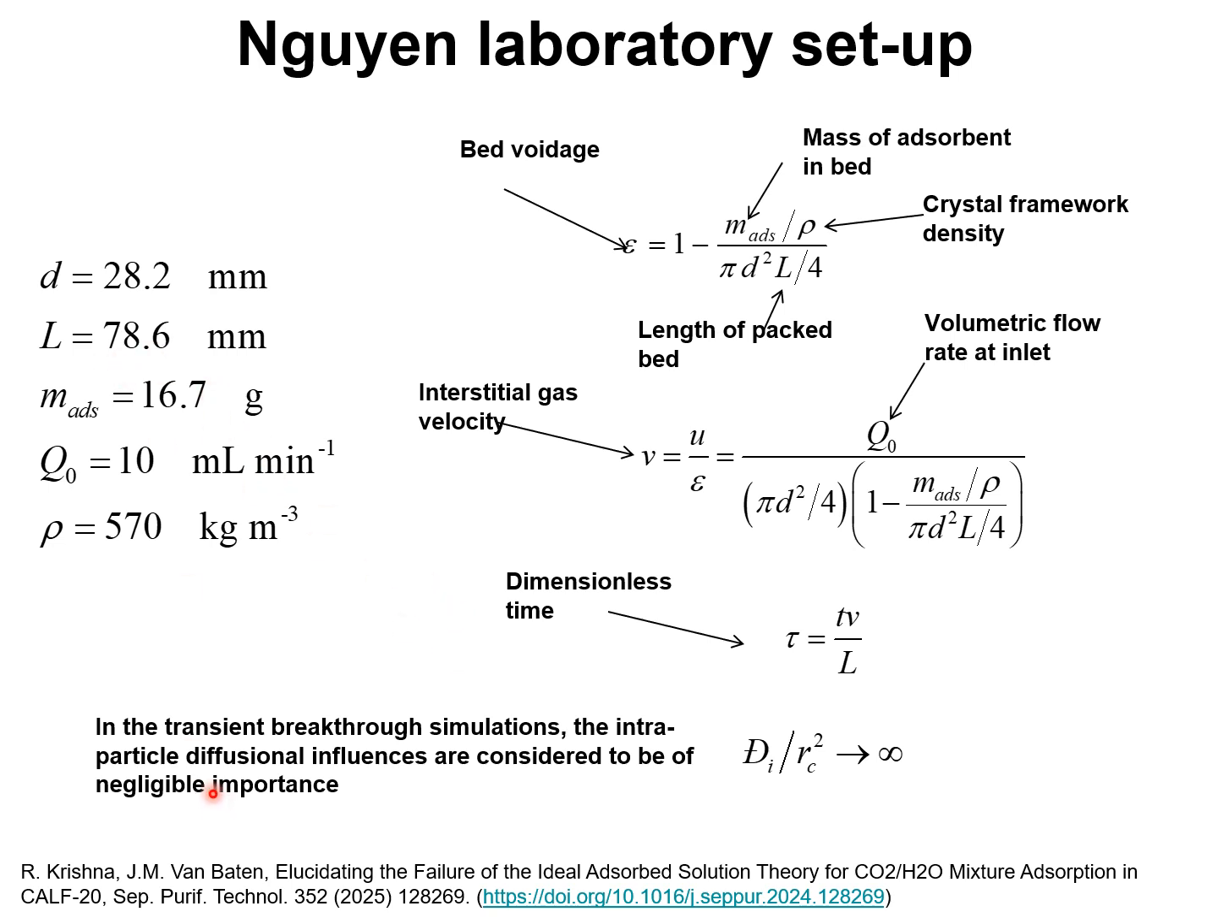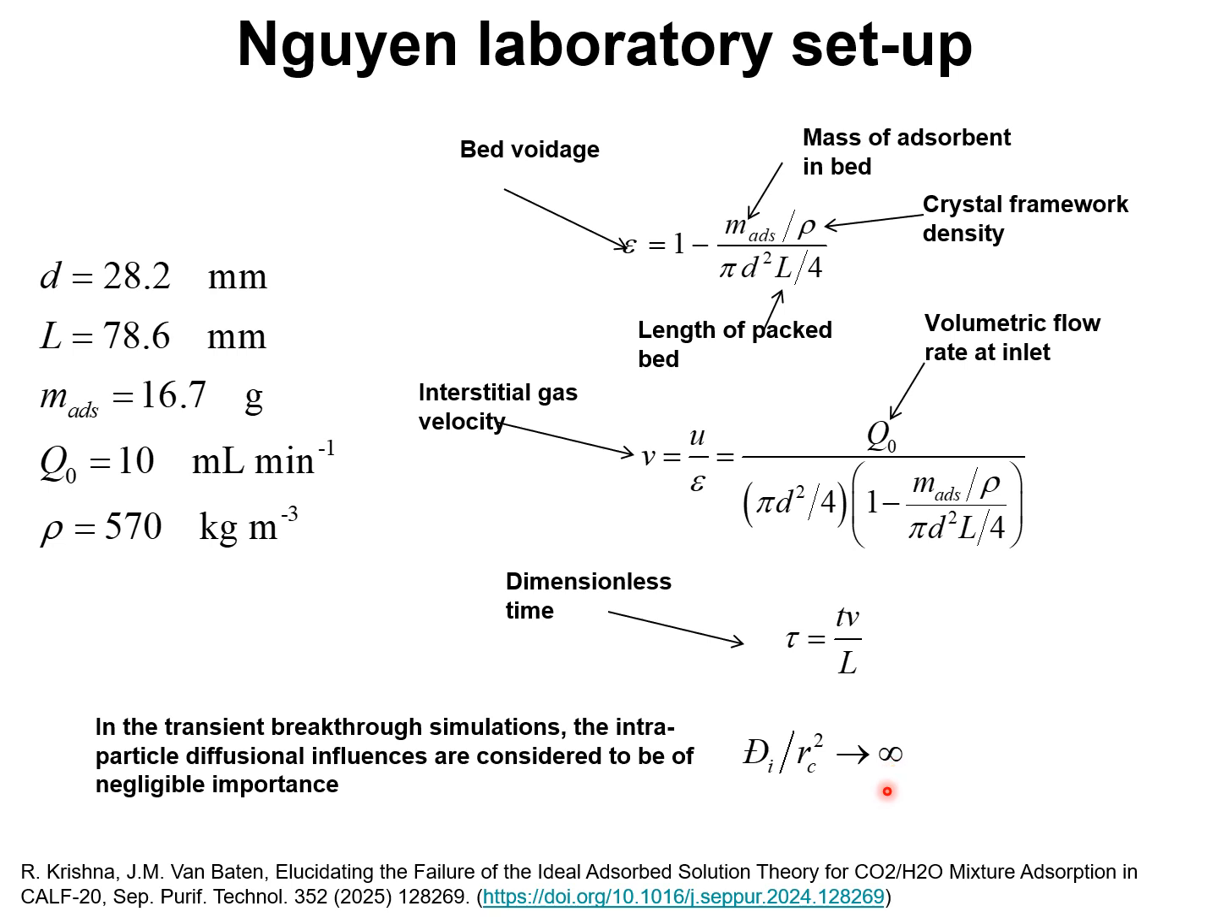In the transient breakthrough simulation, the intra-particle diffusional influences are considered to be of negligible importance, and this assumption essentially implies that the Maxwell-Stefan diffusivity of each of the components divided by the square of the particle radius is sufficiently large.